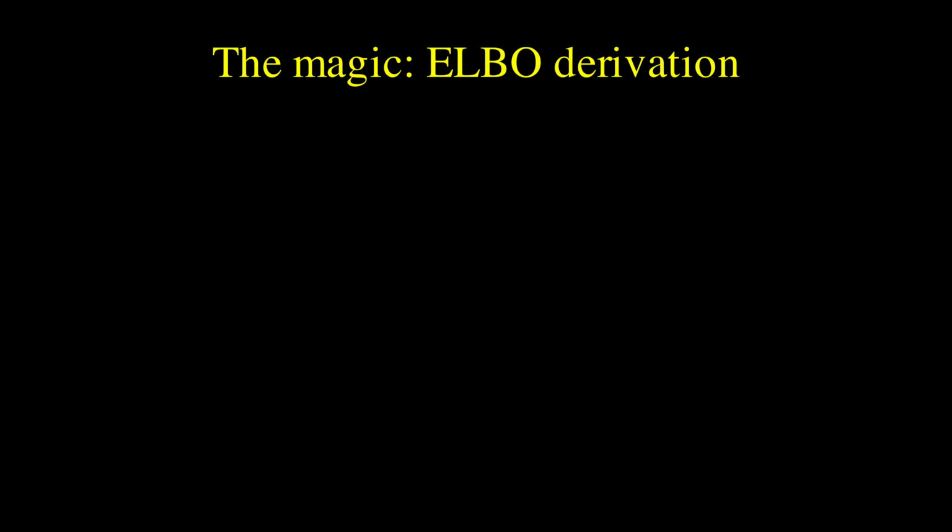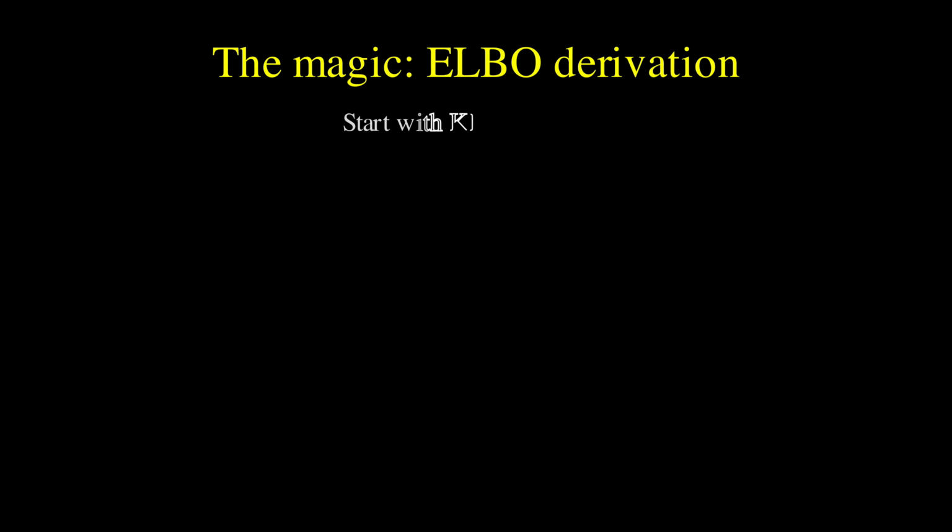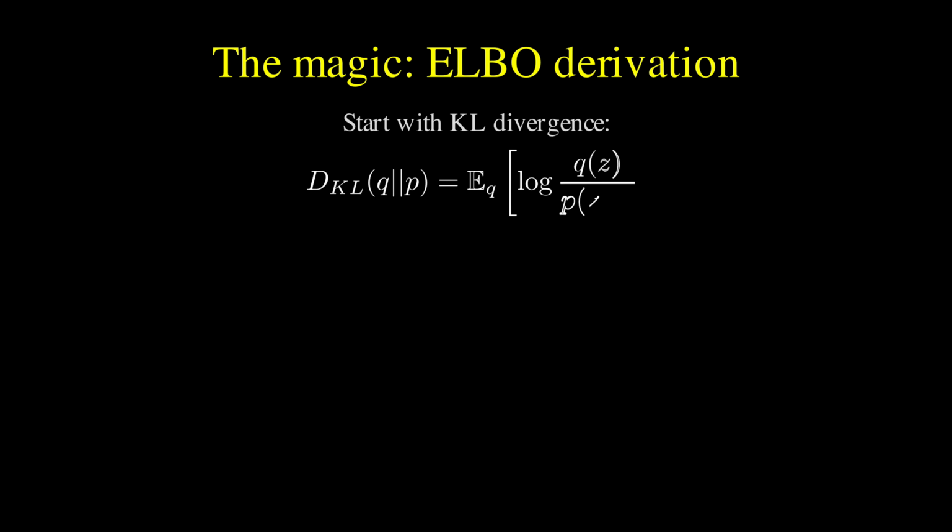This is where the real magic happens, and we derive something called the evidence lower bound, or ELBO for short. And just a heads up, the following section is math heavy, but I'll walk you through it step by step, and trust me, it's more straightforward than it appears. We start with our KL divergence formula, which is the expectation under Q of log Q(Z) divided by P(Z|X).